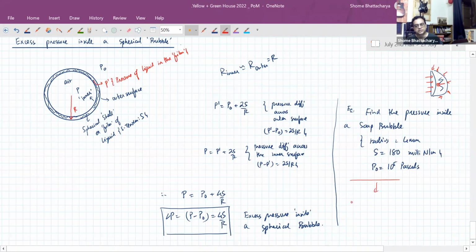Okay. The internal pressure is equal to the external pressure plus the pressure difference, which will be 4s by r, because it's a bubble, okay, not a solid sphere. So 10 raised power 5 plus 4 times the surface tension, which is 180 into 10 raised power minus 3 divided by the radius, which is 4 into 10 raised power minus 3. So the change in pressure you can see is a very small amount compared to the atmospheric pressure. It's just 180 pascals.